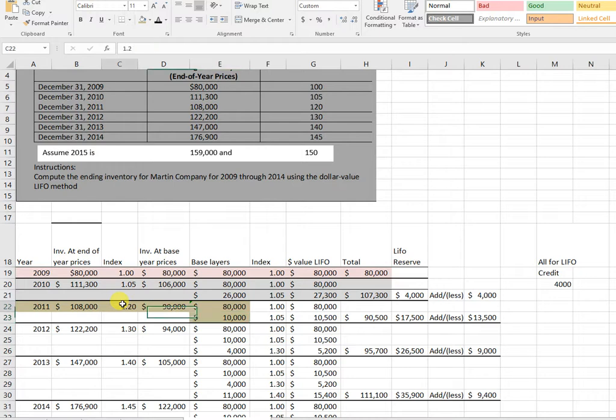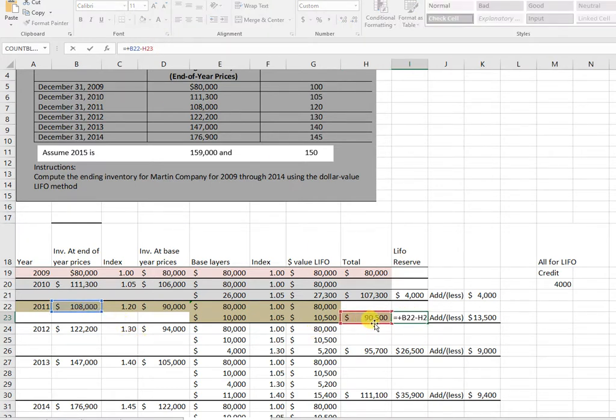So what's going to happen is I will never have a $1.20 index layer. So I look up here and I use the indexes from above. So 100 and 105. And I bring them back to the present at their index. So 80,000 times 1 is 80,000 and 10,000 times 105 is 10,500. So I add those two numbers together. I get 90,500.